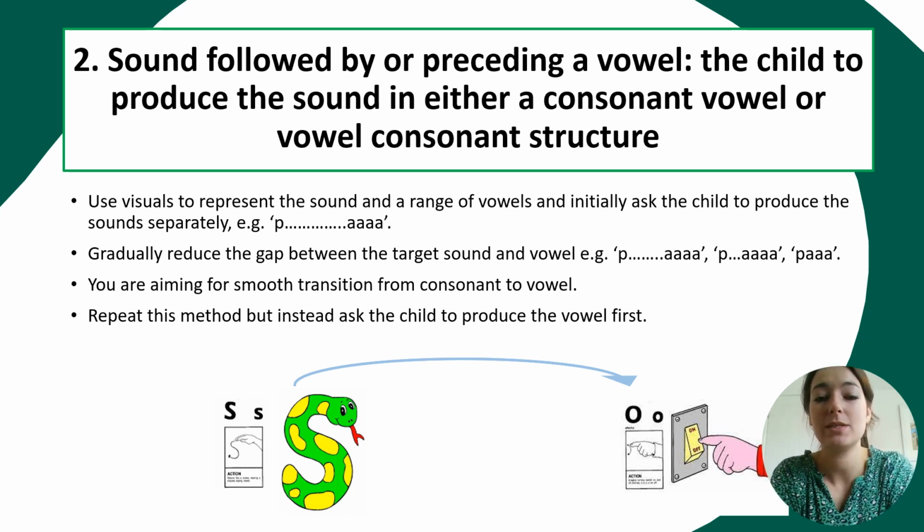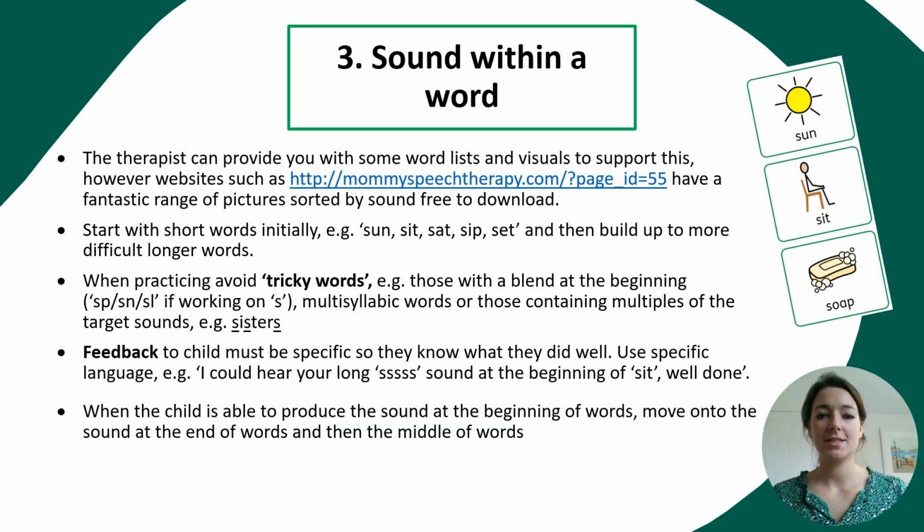Again, as with stage 1, repetition is really key here, and you're aiming for 50 to 100 repetitions every time you practice. Once the child is able to blend the target sound with a range of vowels, for example, su, si, os, us, you can start working on the sounds in words.